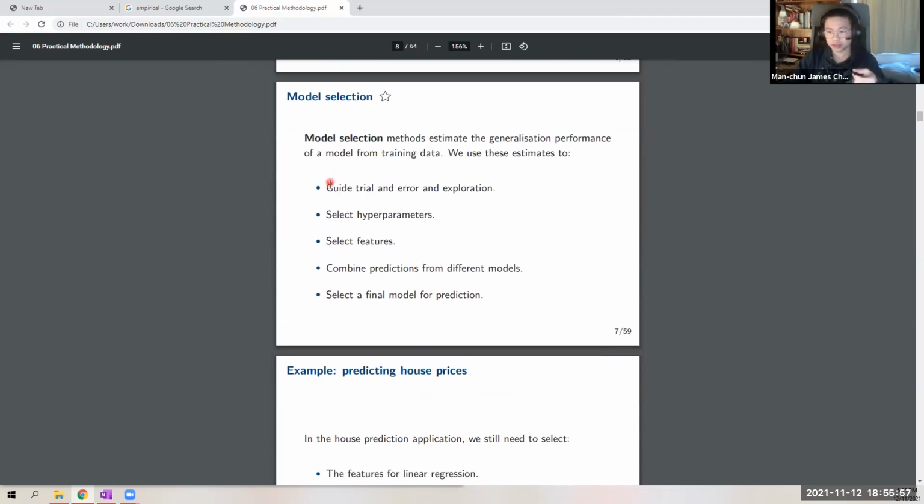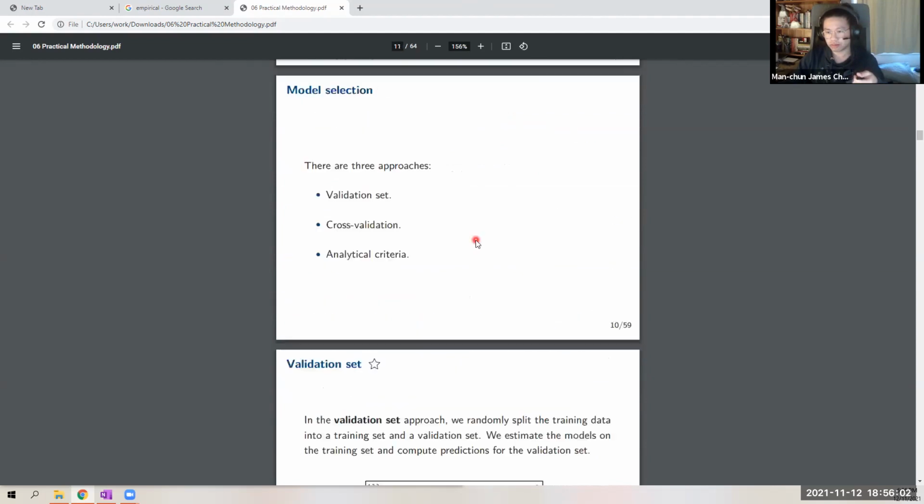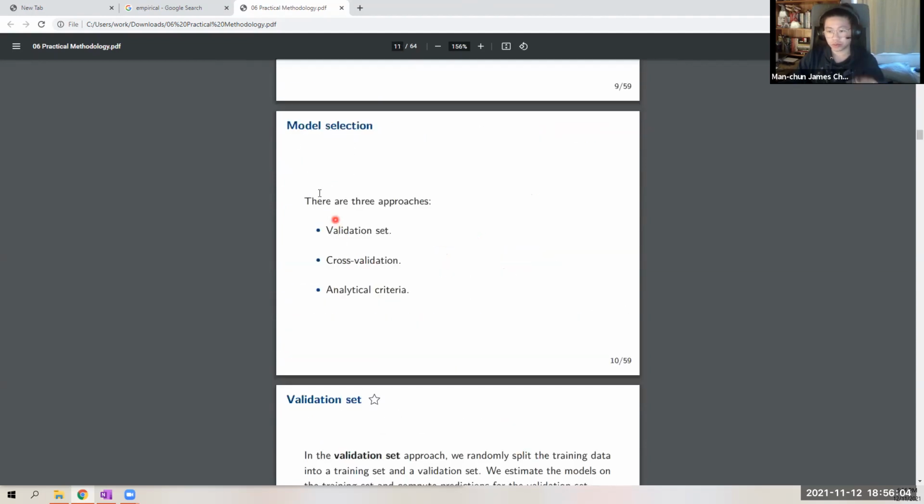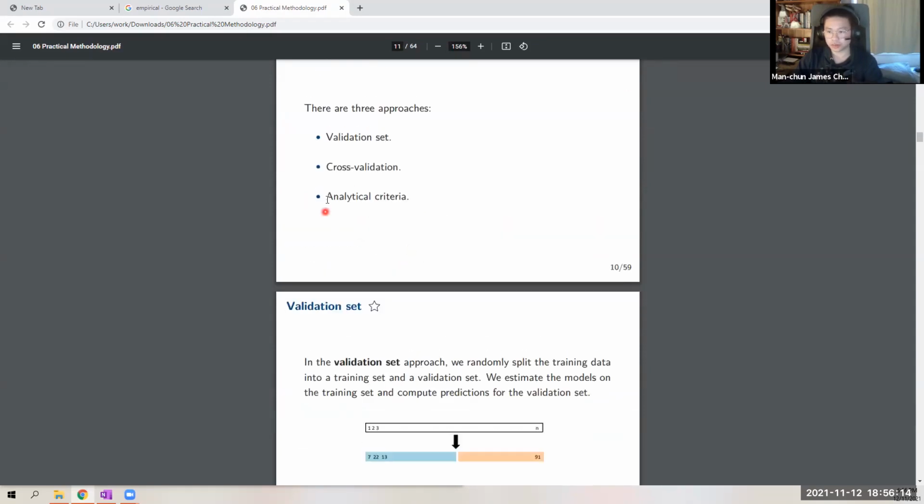So, model selection. There are three ways to do model selection, very important: validation set, cross-validation, and analytical criterion. I assume we know these two, so I'm not going to go through them here. The difference between analytical criterion and these is very big.